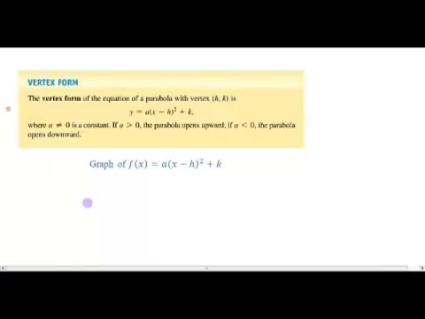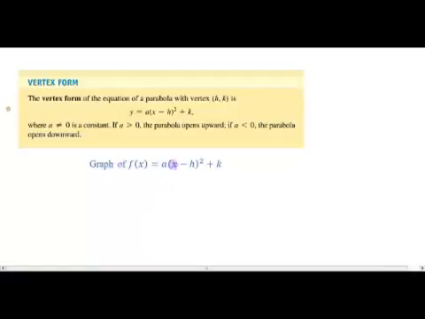So here we come upon vertex form. The vertex form of the equation of a parabola with the vertex (h, k) is y equals a times (x minus h) quantity squared plus k, where a is not equal to 0 and it's a constant. If a is greater than 0, then the parabola opens upward. If it's less than 0, the parabola opens downward. So this a is the same as when we had y equals ax squared. And so now all we're doing is shifting things left, right, up, or down.